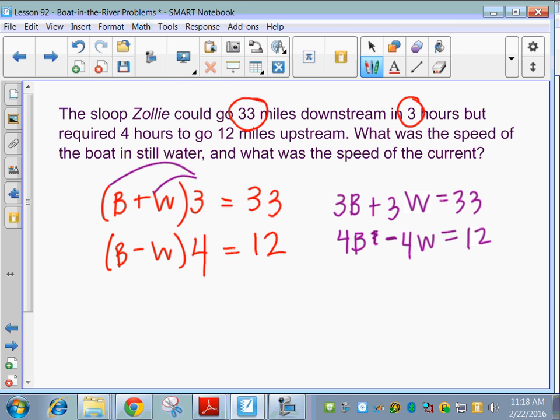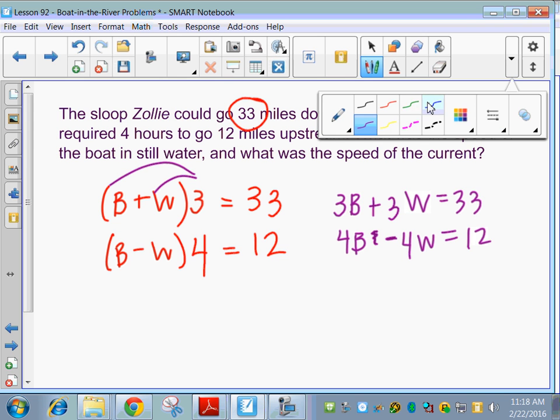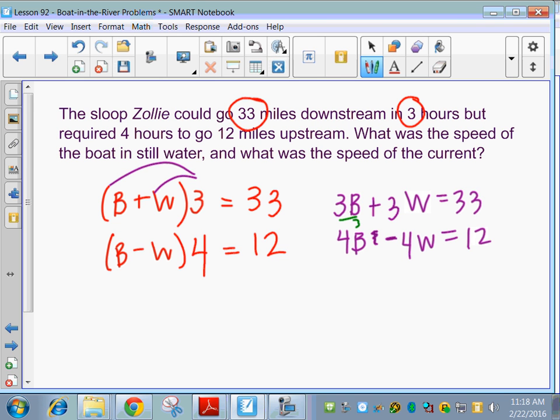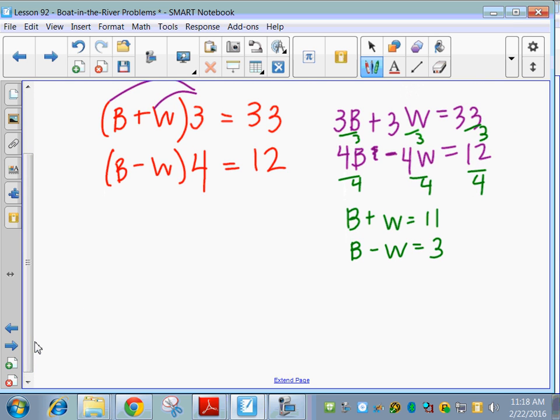You could just do elimination how it is, multiply by 4 and 3. But I think it's easier to actually divide the 3 out right here. Since that whole thing's divisible by 3, now I have the boat plus the water equals 11. And the second equation, what are they all divisible by? Right, so I can divide every single thing by 4. So boat minus water equals 3. This just saves some time. It's less work if you can divide something out like that.